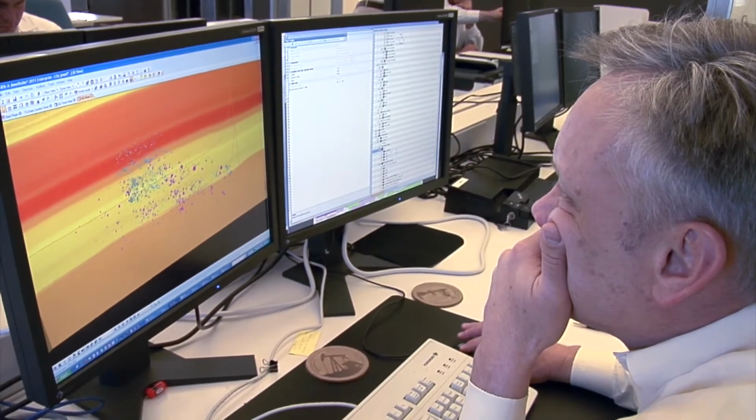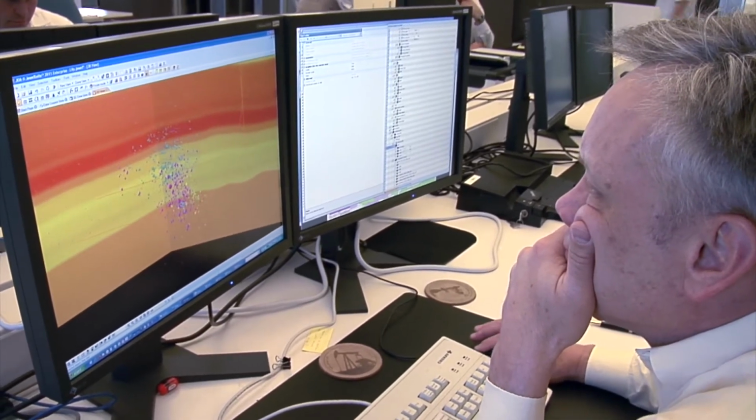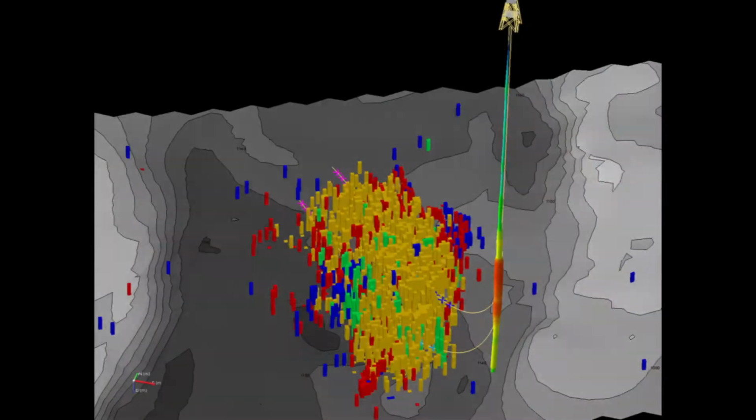We care about microseismic data because it's really the only chance we have to see what our frac stimulations of our wells are doing in the subsurface.